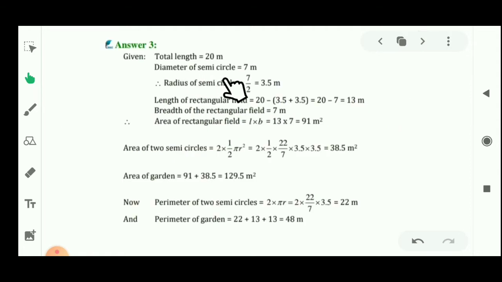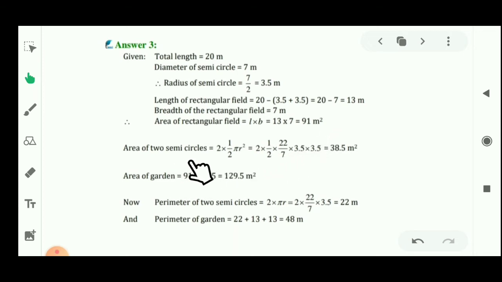As you know, the diameter of the semicircle is given as 7 meter. So students, firstly we have to find out the radius of the semicircle, that means 3.5 meter. Then the length of the rectangular field. What will be the length of the rectangular field? When we subtract this value, it will be 13 meter. And the breadth of the rectangular field is already given in the question, that means 7 meter. Now you have to find out the area of the rectangular field, that means length into breadth. When we solve this, its value will be 91 meter square.